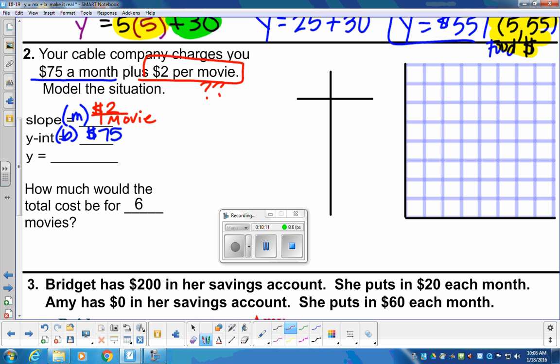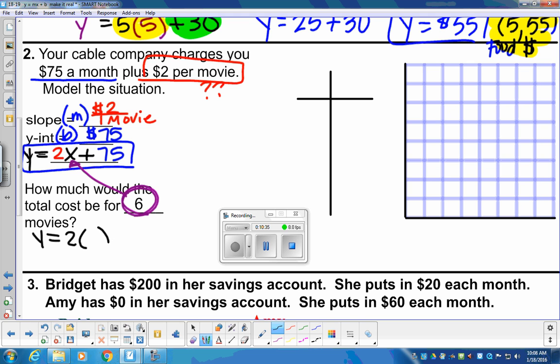So my equation is y equals, don't forget to write that y equals, the m is 2, x is a stop sign, plus $75. There's our equation, y equals 2x plus 75. Now using that equation, we want to know how much it costs for 6 movies. I know you could mental math it, but I'm going to ask you to use it algebraically. So we're going to put a 6 in the x spot.